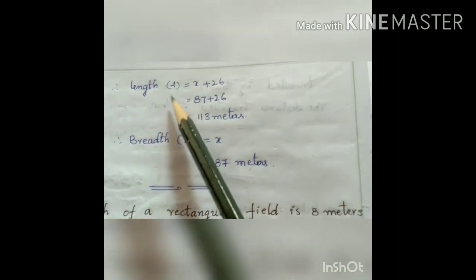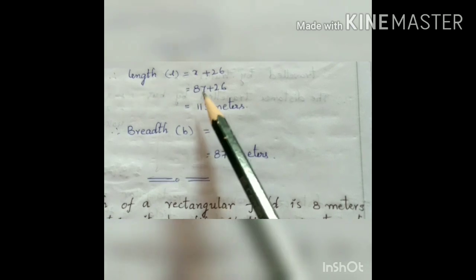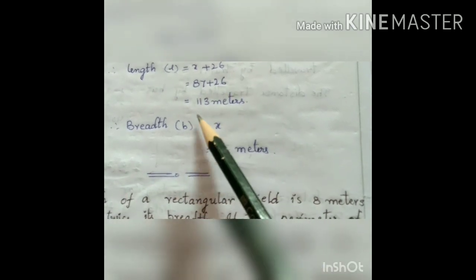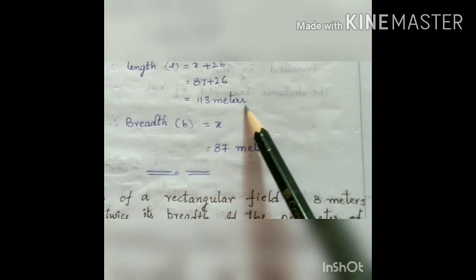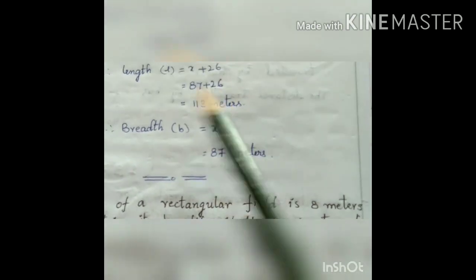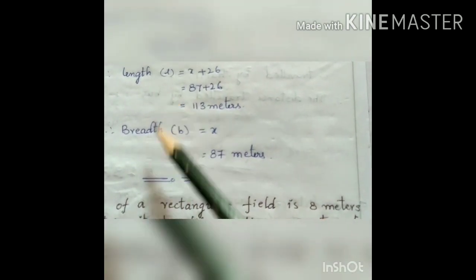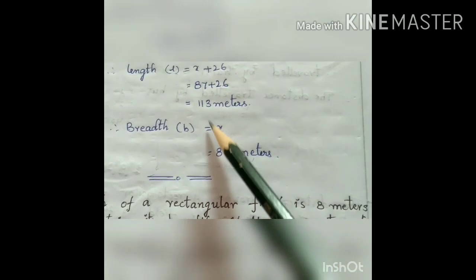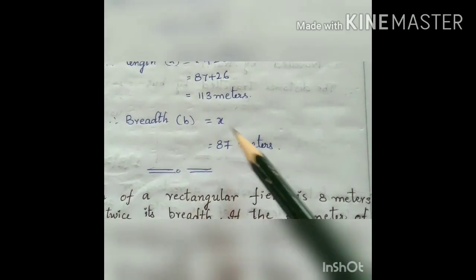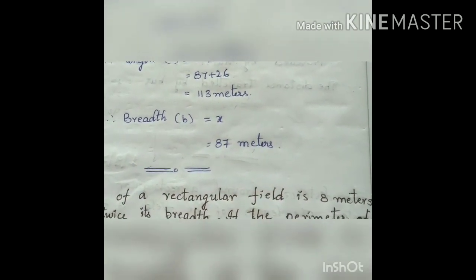What is the length here? L equals x plus 26. What is the x? 87. 87 plus 26 equals 113 meters. Did you understand? Then you find the answer to the question, length and breadth. What is the length here? 113 meters and the breadth is 87 meters.